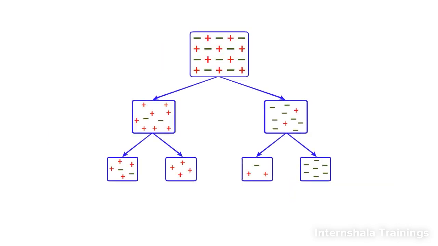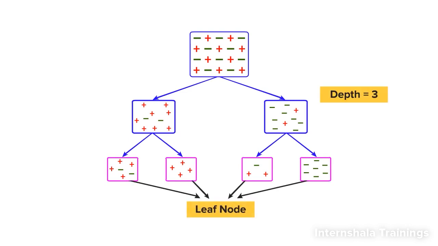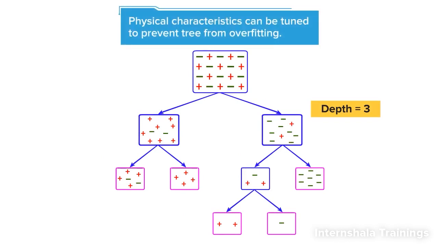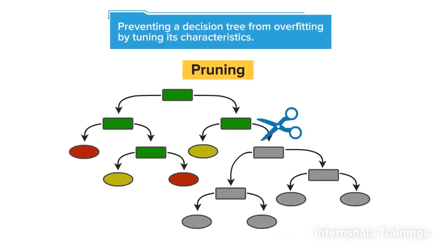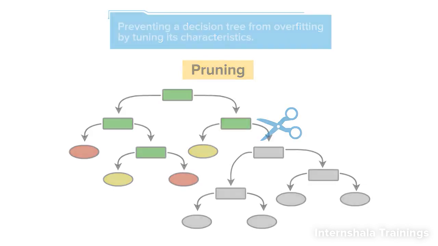But we also learned that the decision tree has some physical characteristics like leaf nodes, depth, etc. These physical characteristics are the factors that we can tune to prevent the tree from overfitting the data. As tuning these physical characteristics prevents the tree from growing and learning every single data point, this process is often referred to as pruning of the decision tree.